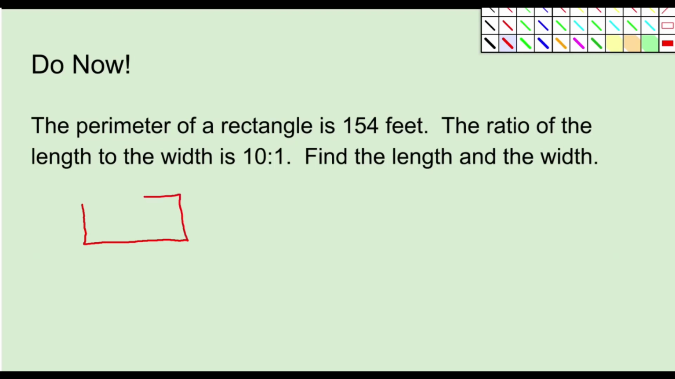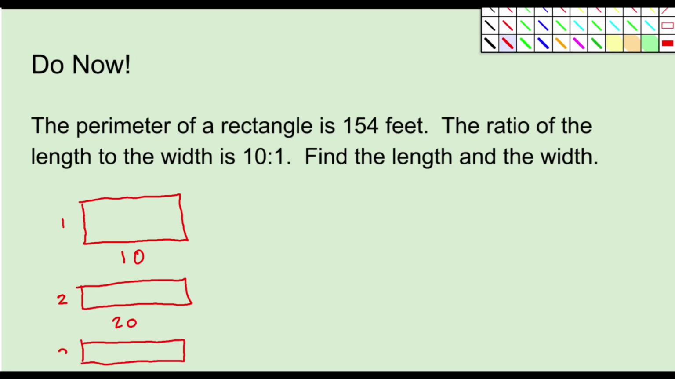Here's my rectangle. And it's telling us the ratio of the width to the length is 10 to 1. So for some examples, this side could be 1 and this side could be 10. If I continued on, I can have other rectangles. It's not drawn to scale, but this would be 2, and this would be 20. I can keep going with that ratio. This might be 3, and this might be 30. So I can keep going over and over again. But what we're trying to figure out is which one of these rectangles has a perimeter of 154 feet.